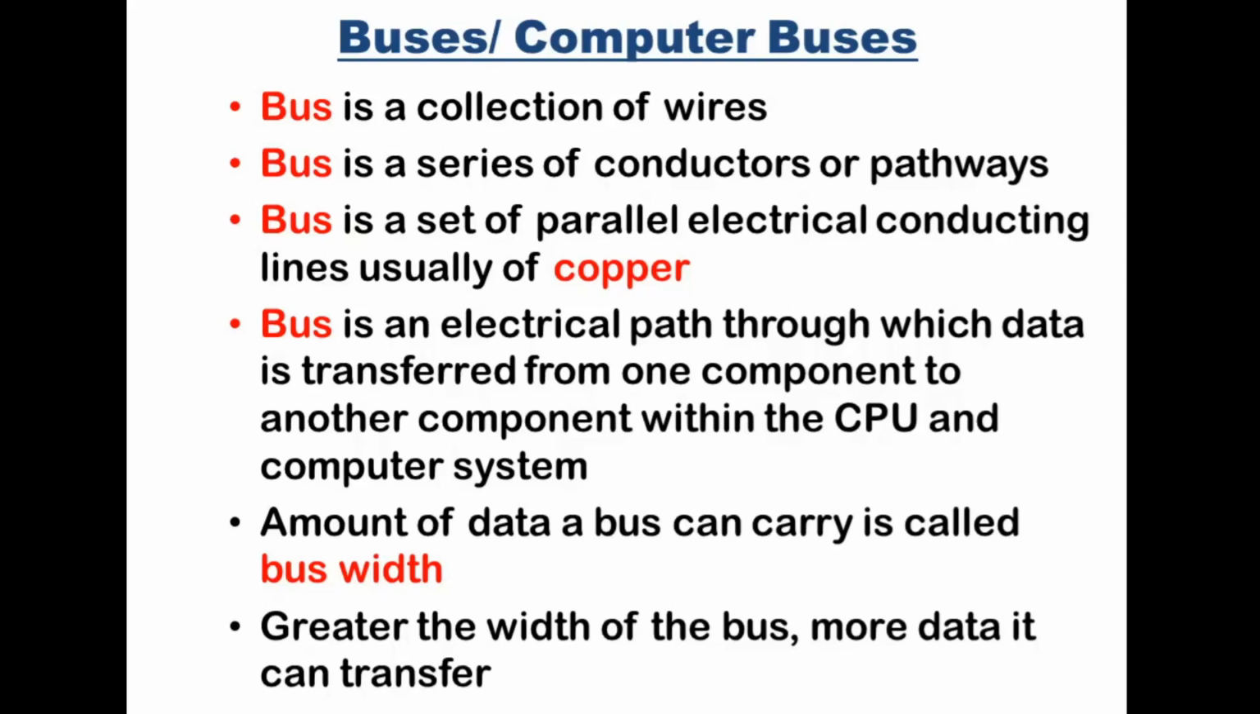So bus is a set of parallel electrical conducting lines, usually of copper. Basically, boys, the bus is a strip-like cable in which each line is one path, one electrical path, and usually that one electrical path is of copper, and it is basically a wire.